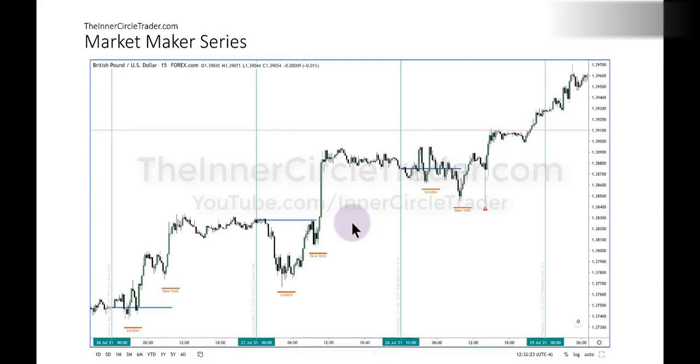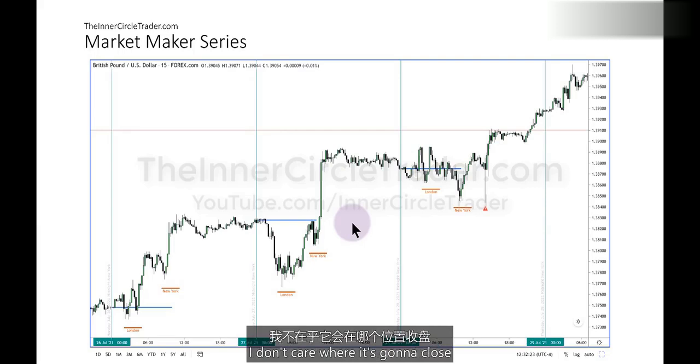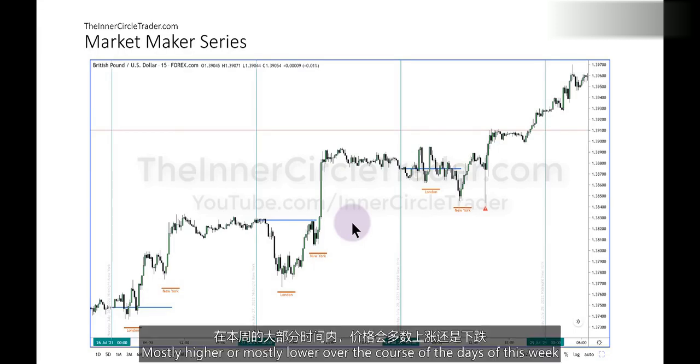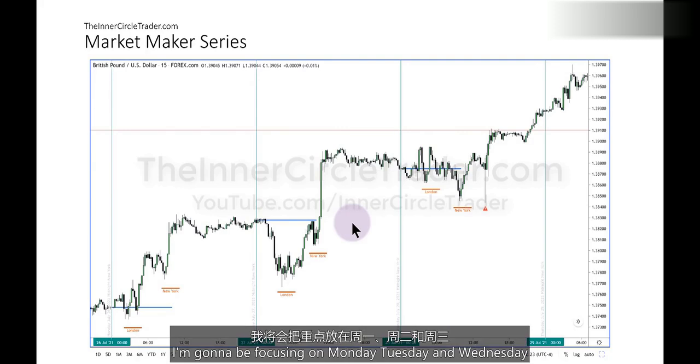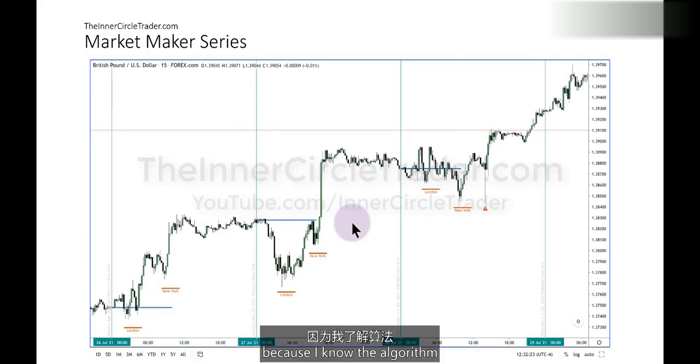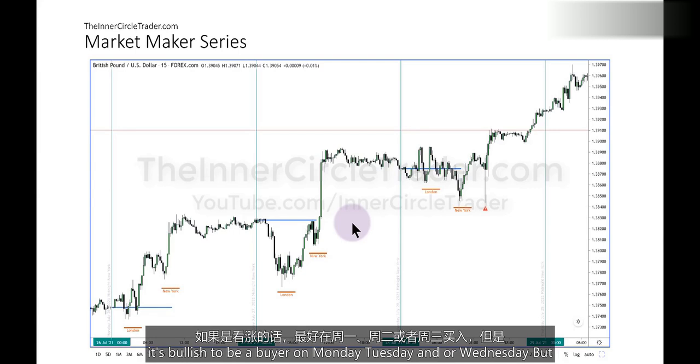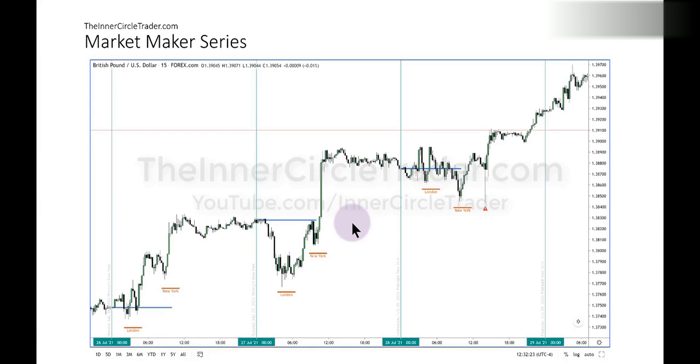We don't care about that weekly closing price. I don't care where it's going to close. Where's the volatility going to send price? Mostly higher or mostly lower over the course of the days of this week? If I'm thinking bullish, I'm going to be focusing on Monday, Tuesday, and Wednesday, because I know the algorithm generally presents the really choice setups, if it's bullish, to be a buyer on Monday, Tuesday, and or Wednesday, but by Wednesday's New York session.